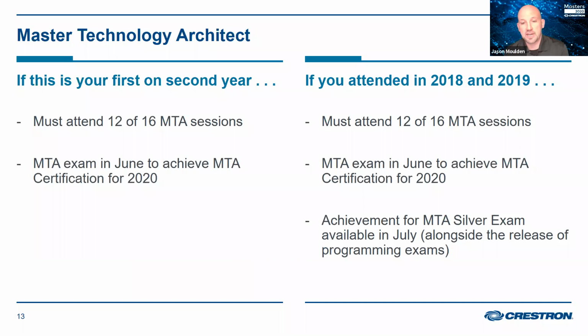On the flip side, if you've attended in 2018 and 2019, then you fall into a little bit of a different category. Still have the same requirement to take 12 of 16. You'll still have the same exam to complete for this year. But what it will provide you is, in a similar fashion to what our programmers achieve through different markers of certification, our MTA partners are going to do the same thing. And so in that case, in July, we'll actually release a silver exam. So if you're familiar with programming, or if you're not, every 3 years of attendance, you can take an exam, and that allows you to move to the next level.